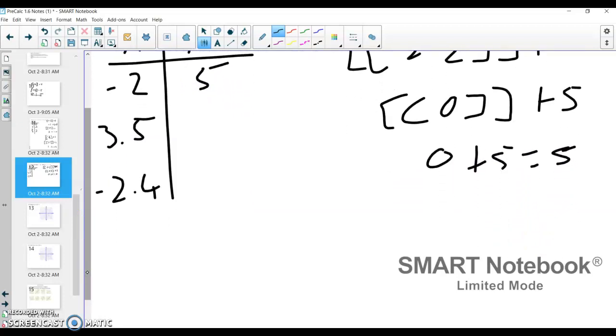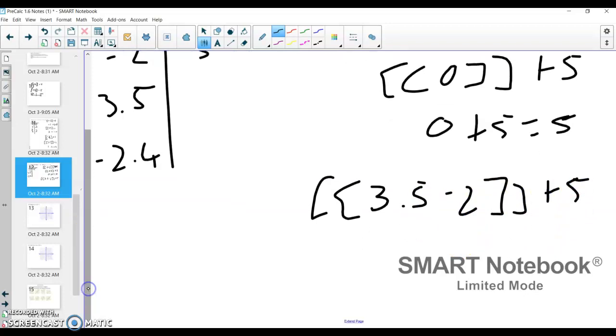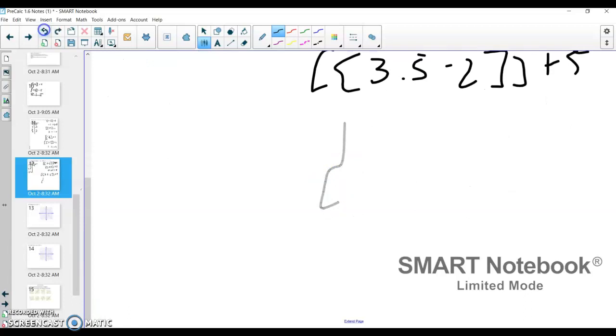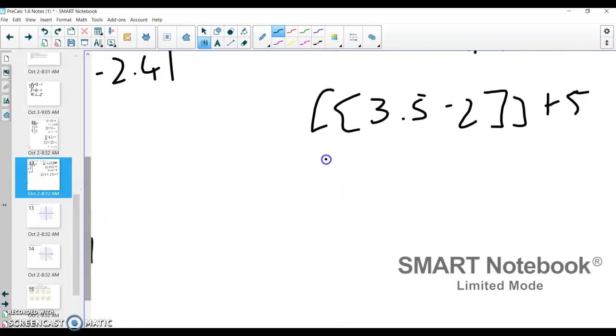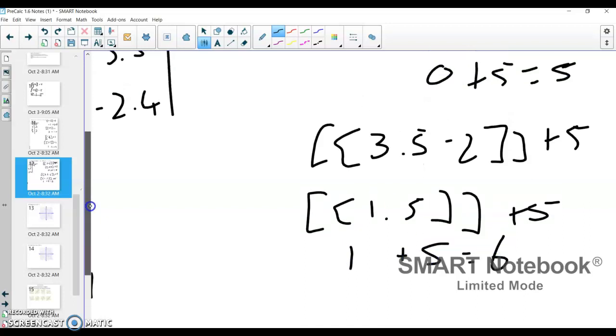Now we have double bracket. We're plugging in 3.5 now for x. We have the double bracket of 3.5 minus 2, plus 5. That is going to give me the double bracket of 3.5 minus 2, which is 1.5, plus 5. Positive 1.5, so we're going to round down here to 1. And so we get 1 plus 5, which is going to give me 6.